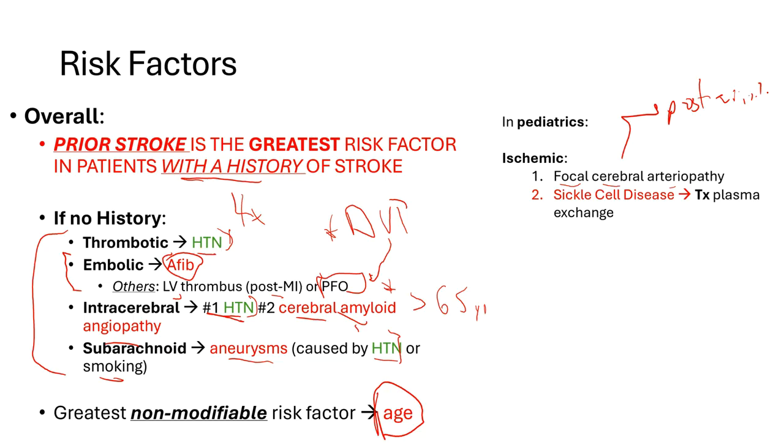A very commonly tested one is sickle cell disease, which is very common in the African American population. Look for someone who has a history of unexplained pain episodes in the past. The reason why this is likely to be tested is because the treatment is unique. People with sickle cell disease who have a stroke are treated with plasma exchange in order to get rid of those abnormal hemoglobins.